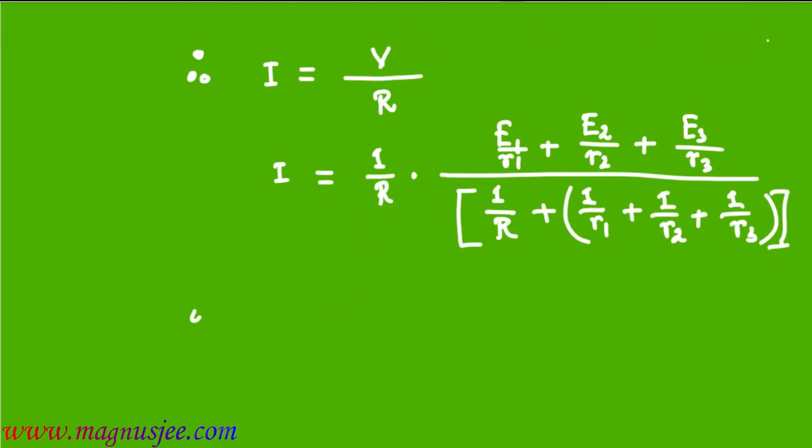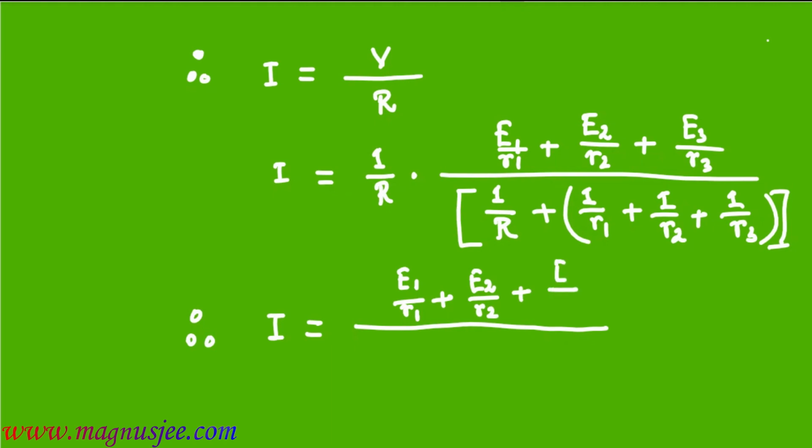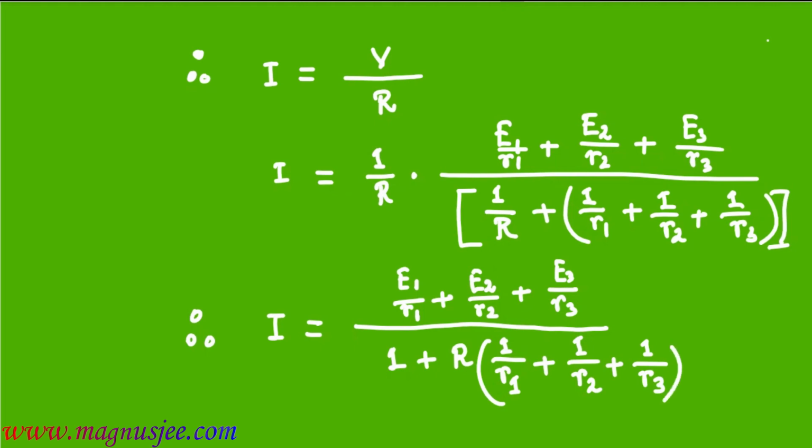Therefore, I equals, in the numerator, E1 by R1 plus E2 by R2 plus E3 by R3, and in the denominator, 1 plus R, bracket open 1 by R1 plus 1 by R2 plus 1 by R3. So this is the expression of total current generated from the parallel combination of three cells, or the current flowing through the external resistance capital R connected to the parallel combination of three cells.